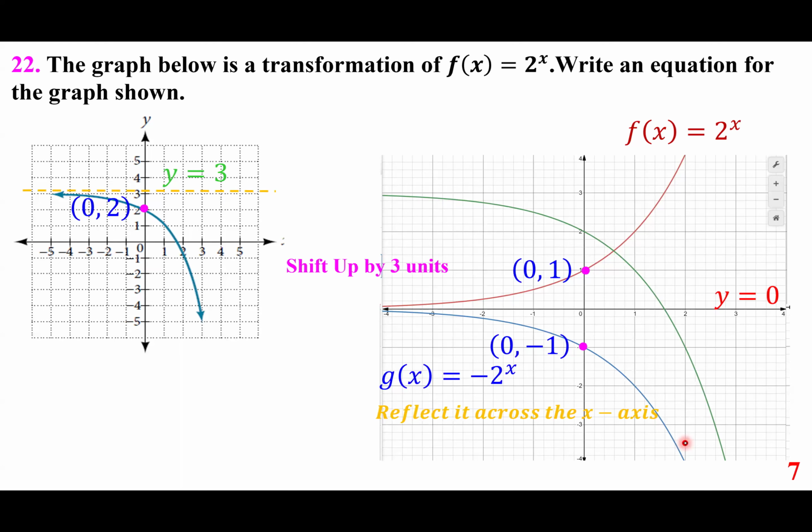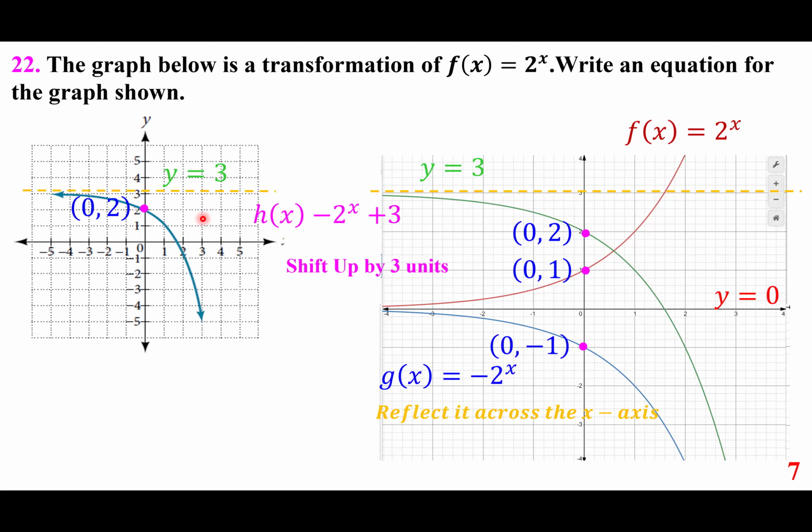And so this is the y-intercept 0, 2. This is the horizontal asymptote y equals 3. As I mentioned, 0, 2. Everything seems to be fine. So now, what is the equation? So same equation, we took it up by how many units? 3 units. So same equation plus 3.